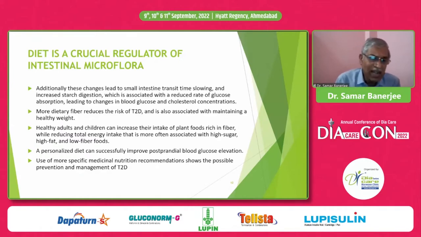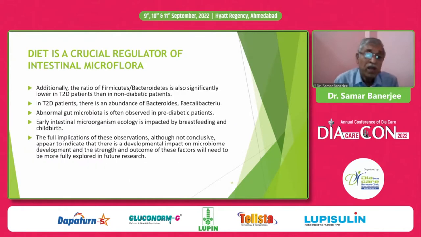Healthy weight adults and children can increase their intake of plant fruits rich in fiber while reducing total energy intake that is more often associated with high sugar, high fat, and low fiber foods. A personalized diet can successfully improve postprandial blood glucose elevation. Use of more specific medicinal nutrition recommendation shows the possible prevention and management of type 2 diabetes.